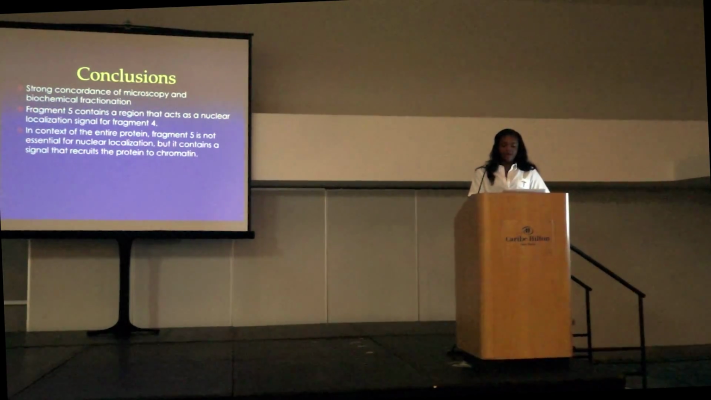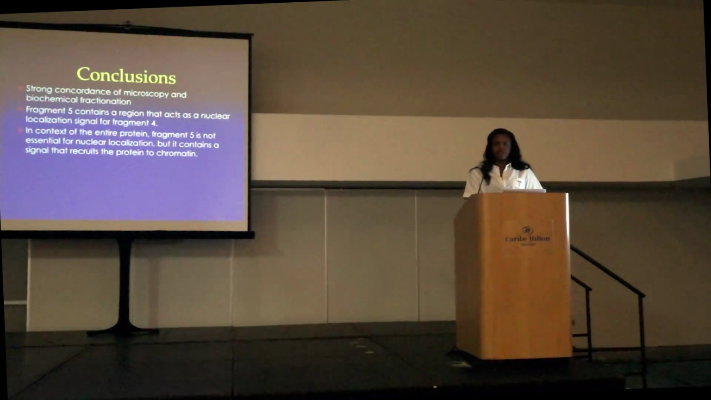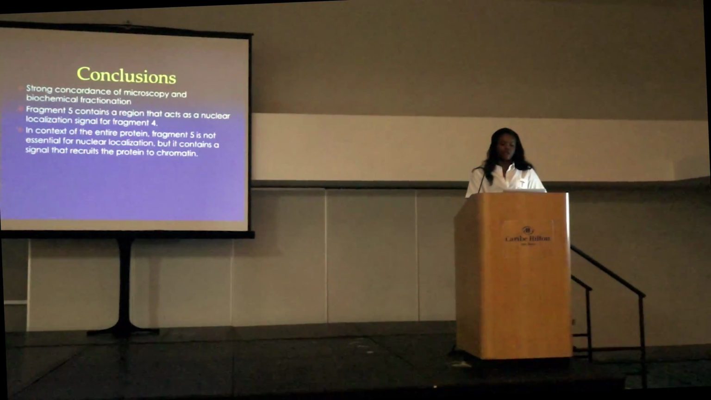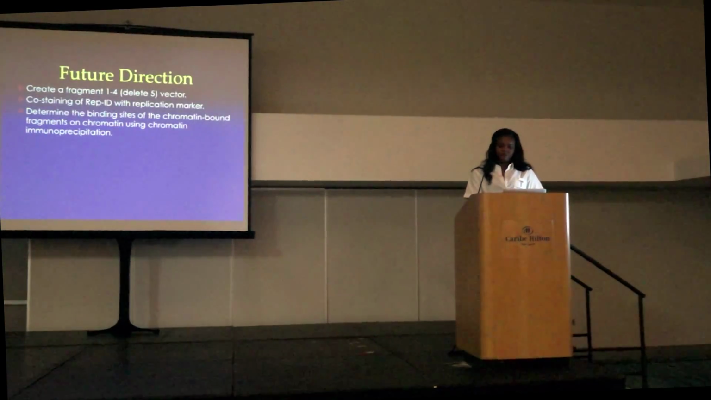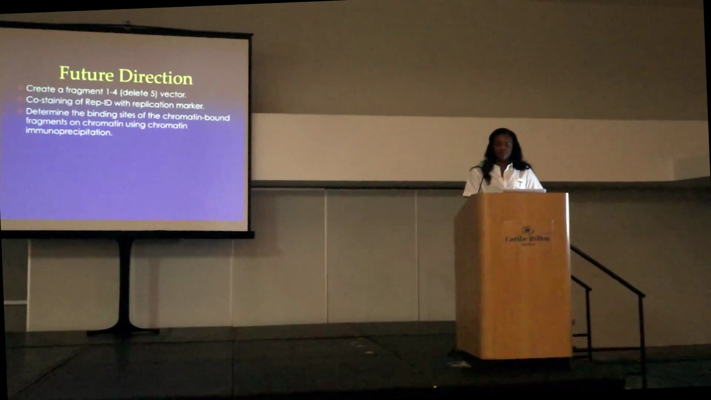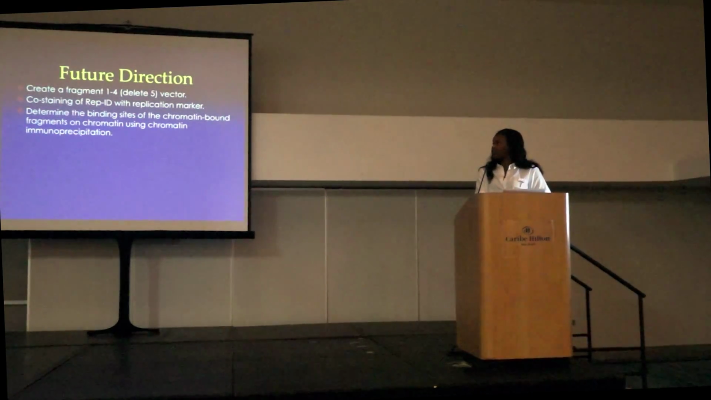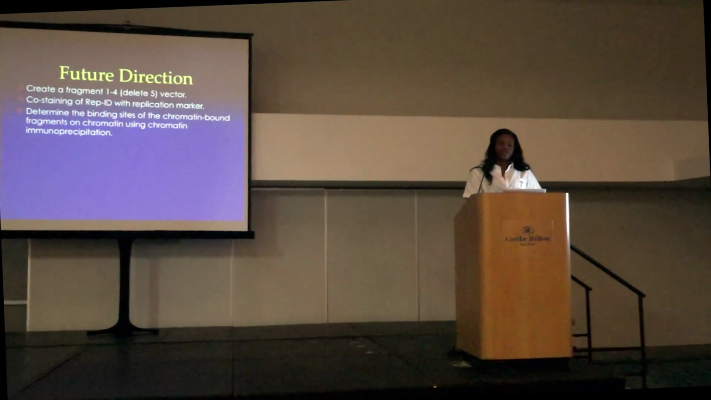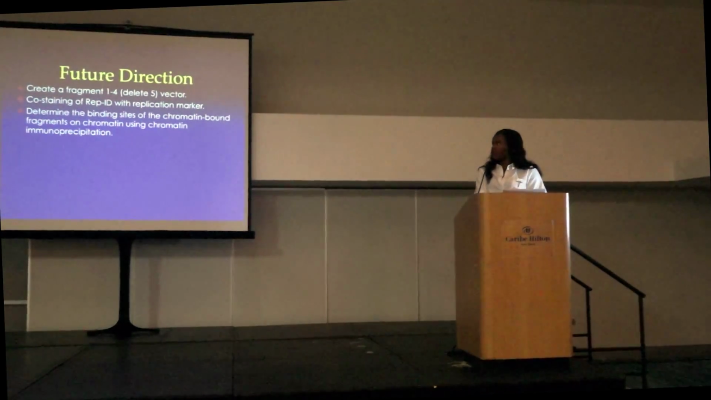Fragment 5 contains a region that acts as a nuclear localization signal for fragment 4, but in context of the entire protein, fragment 5 is not essential for nuclear localization, but it contains a signal that recruits the protein to chromatin. In the future, we'd like to create a fragment 1 to 4 or delete 5 vector just to confirm that fragment 5 is the main fragment that recruits the rest of the protein to the chromatin, co-staining RepID with a replication marker, and determining the binding sites of chromatin-bound fragments on chromatin using ChIP, or chromatin immunoprecipitation.